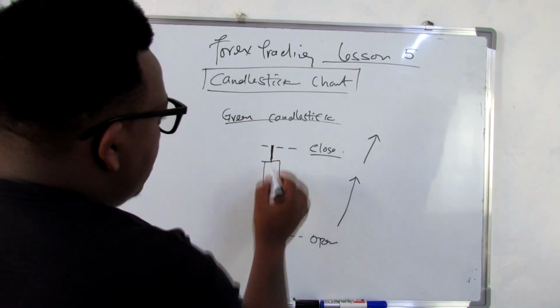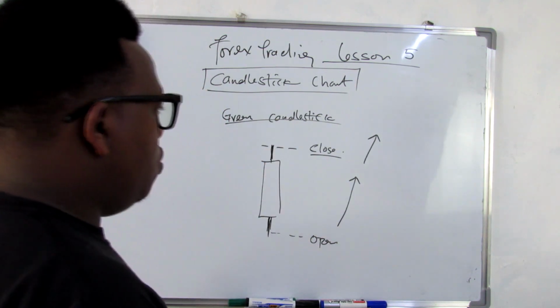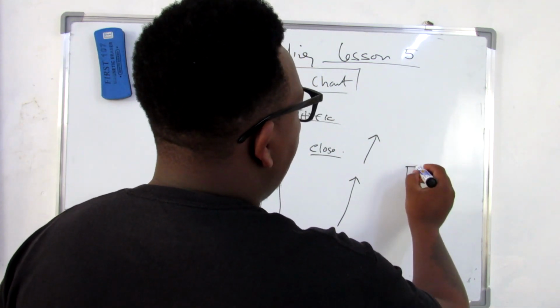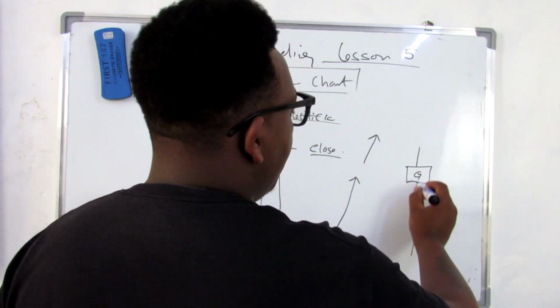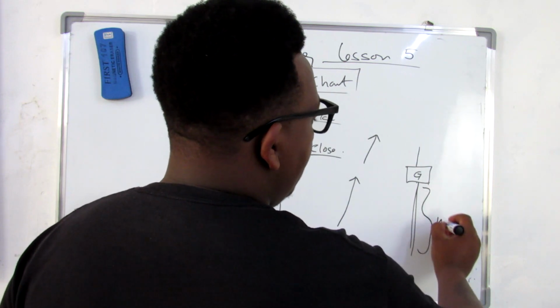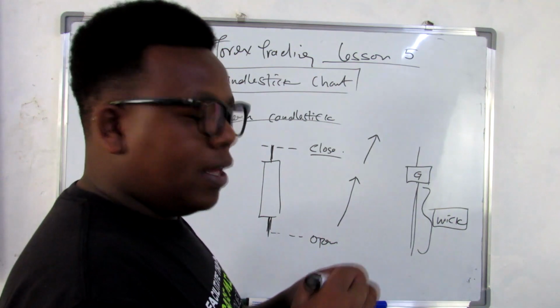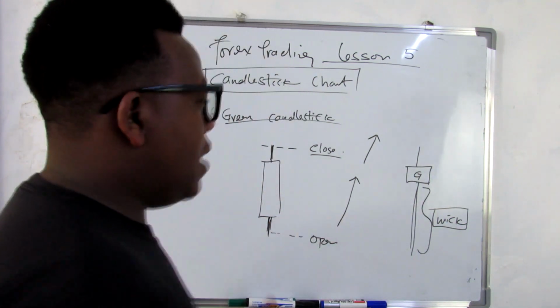wick is, is also something which is very, very important to note. For instance, you might see a candlestick which is green right here, and then it has a very long wick. The size of the wick is something which is very, very important for you to identify, since the size of the wick shows where the pressure is coming from.